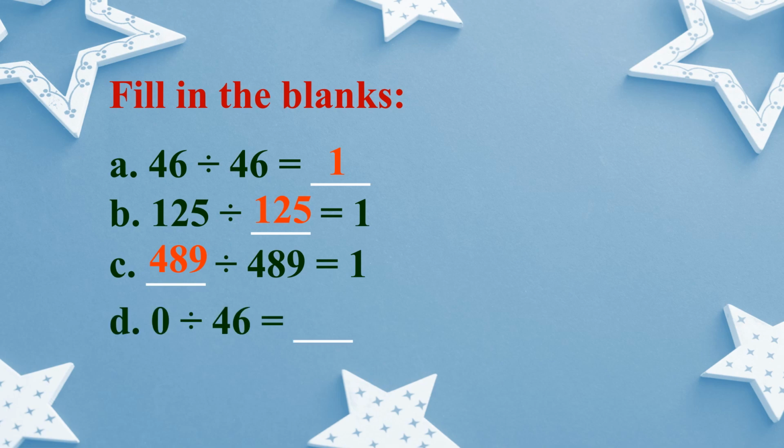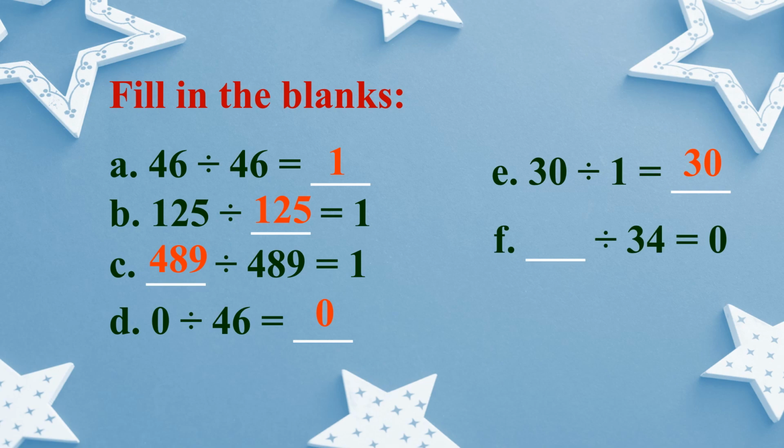0 divided by 46 equal to 0. Very good. So when 0 is divided by any number, we get the quotient as 0. 30 divided by 1 equal to 30. Dash divided by 34 is equal to 0. What is the answer? 0. Yes. 0 divided by 34 is equal to 0. So when 0 is divided by any number, we get the quotient as 0.